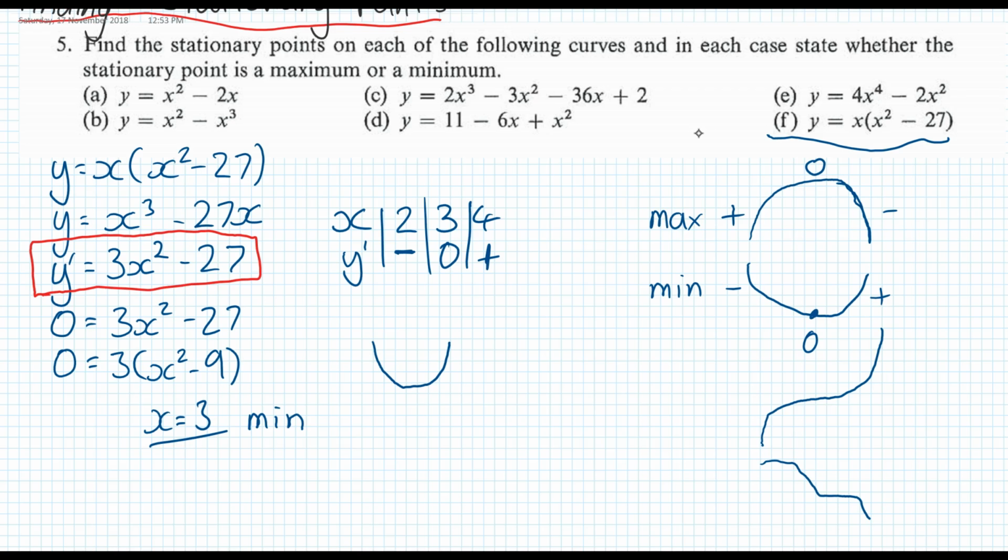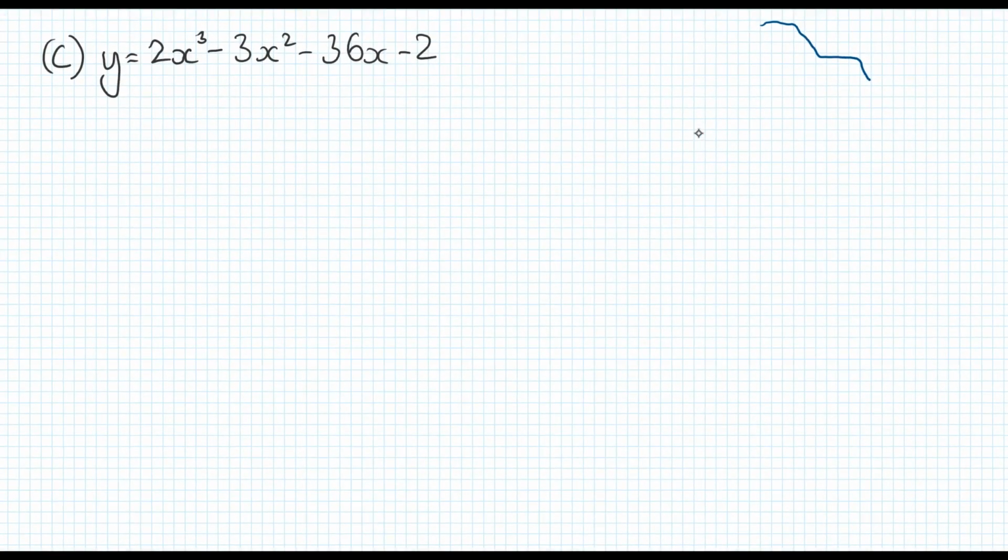Okay, so the first step is to write it down. So we're doing C, which is, I'll do it in black just to show you it's a different question. C, y equals 2x cubed minus 3x squared minus 36x minus 2. Just like before, my first step is to find the derivative.